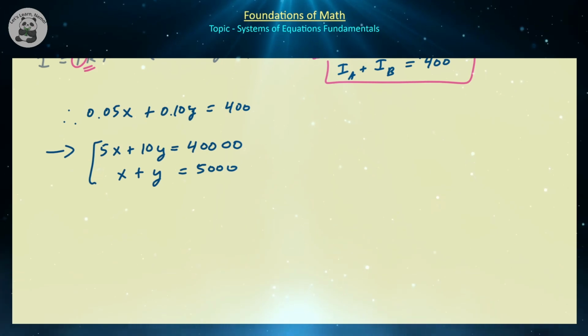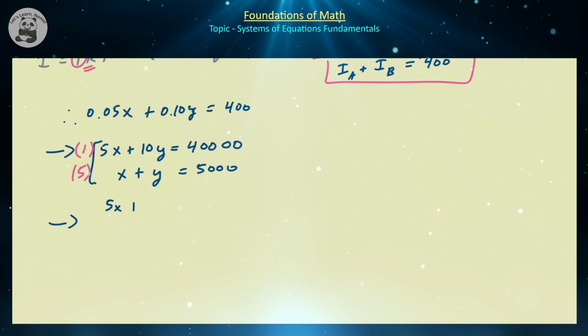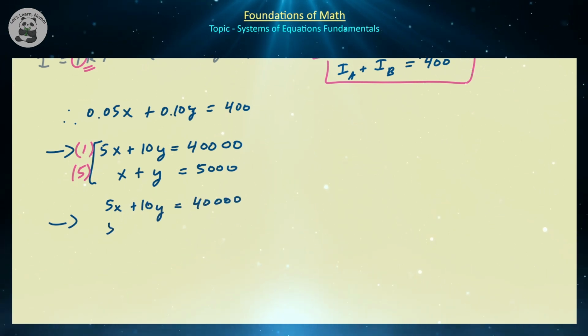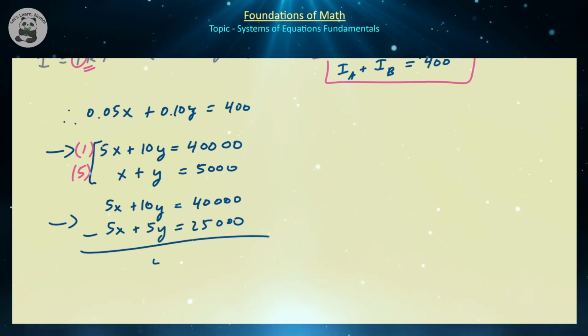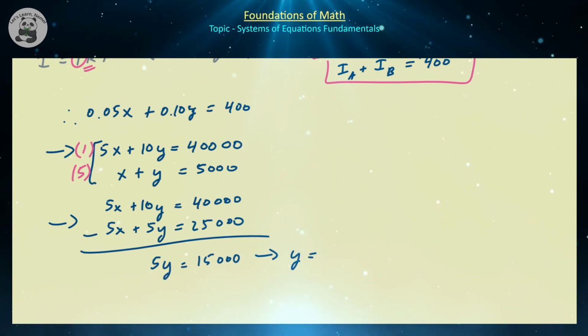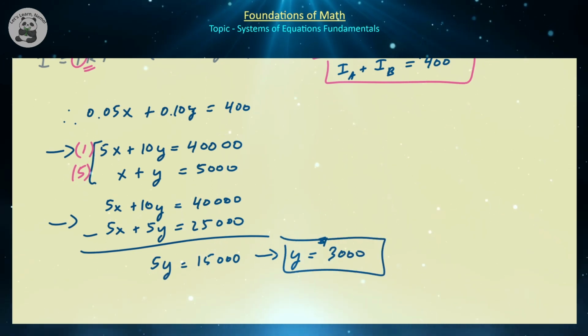So let's start off with Gaussian elimination. I'm going to be focusing on this y, so let's assume I just multiplied that by 5 and that by 1. So once I have that, I'm going to have 5x plus 10y is equal to 40,000, and then 5x plus 5y is equal to 25,000, and then I'm going to subtract these equations. So I'm going to have 5y is equal to 15,000, and then I can solve this equation for y, so we're going to have y is equal to $3,000 that was invested into that account.